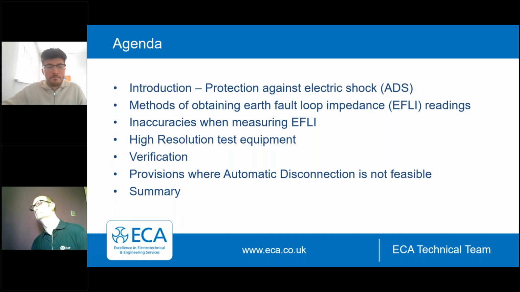We'll then look at methods of obtaining Earth Fault Loop Impedance readings. We'll look at inaccuracies that occur when measuring Earth Fault Loop Impedance. We'll look at high resolution test equipment for Earth Fault Loop Impedance testing. We'll look at the verification of the results. And we'll also touch on an introductory topic, a bit of awareness on the provisions where automatic disconnection is not feasible. And then we'll finish off with a summary, and there'll be an opportunity to ask some questions.